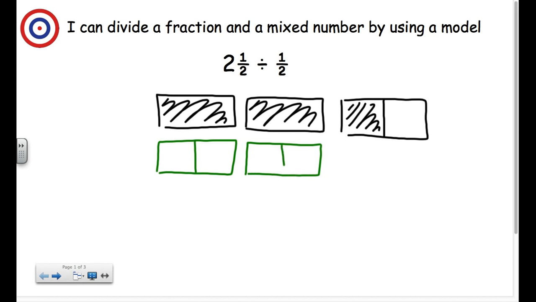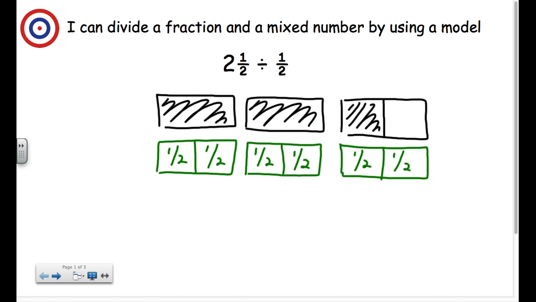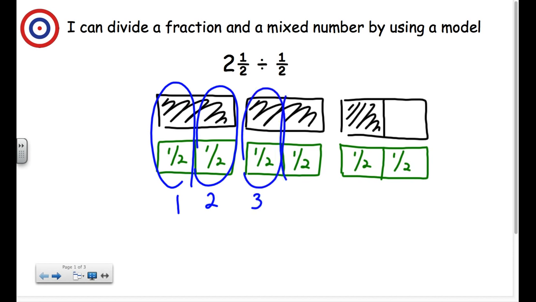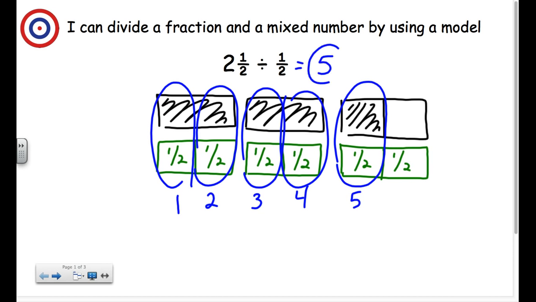So I'm going to use this kind of like a ruler, almost, and they're like half-size rulers. You can see that this is 1/2, this is another half. That makes 2 halves. Do another set of 1/2. And what I want to know is how many 1/2 size groups can I make? Well, here's 1, here's 2, here's 3. So I can make 3 so far, 4, and one more. So I can make 5 1/2 size groups out of 2 1/2. All right, let's try another one.